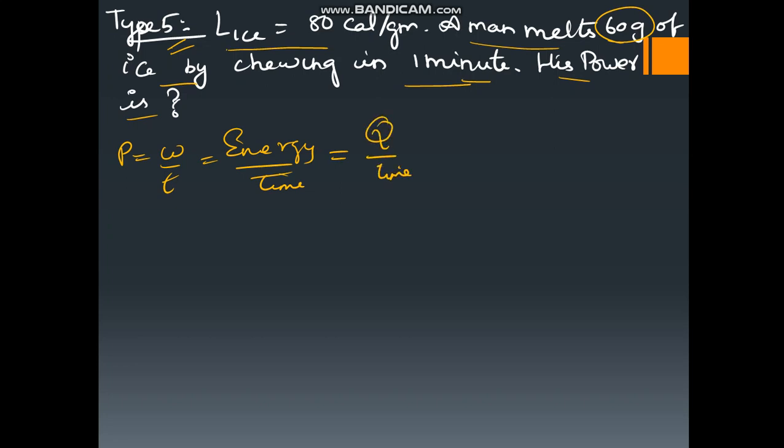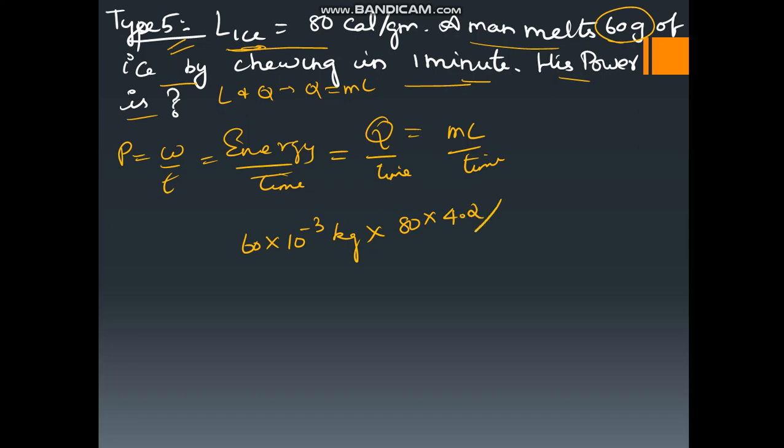In the question they have given L, latent heat. How will you relate L and Q? Q is equal to ml. In this way you relate it. So ml divided by time. The mass of the ice is 60 gram, 60 into 10 power minus 3 kg, into latent heat of ice, 80 calorie per gram, so 80 into 4.2 joules, divided by gram converted to kg, 10 power minus 3 kg, divided by time, 1 minute, so 60 seconds. If you do this, the answer comes out to be 336 watt. This is the power of the man.